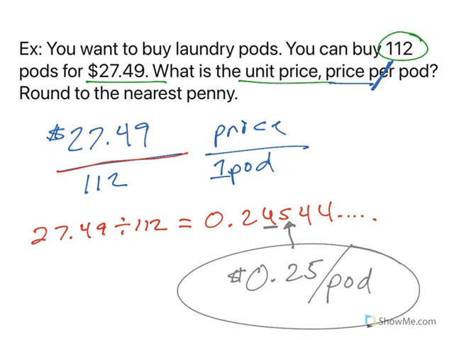So when I think about it that way, this isn't so bad, right? It's only 25 cents per pod. It's just that $27 right up front is a little rough. So sometimes if you break it down by unit price, the price per pod, it makes it a little bit easier to comprehend spending that kind of money at one time.